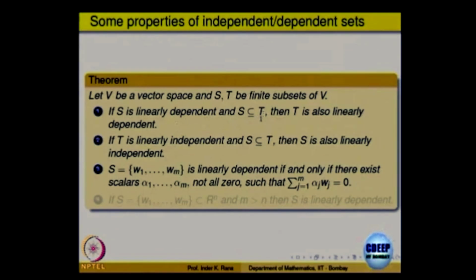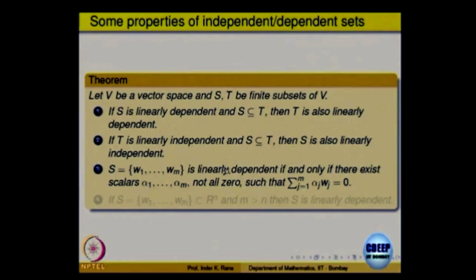So if inside a given set you find a subset which is linearly dependent, then the bigger set itself is linearly dependent. And an equivalent way of saying the same thing would be: if T is linearly independent, then every subset also is linearly independent, because the property of independence is that if a linear combination is 0, all the scalars must be 0, right? If it is true for elements of T, then obviously it is true for elements of the subset also.